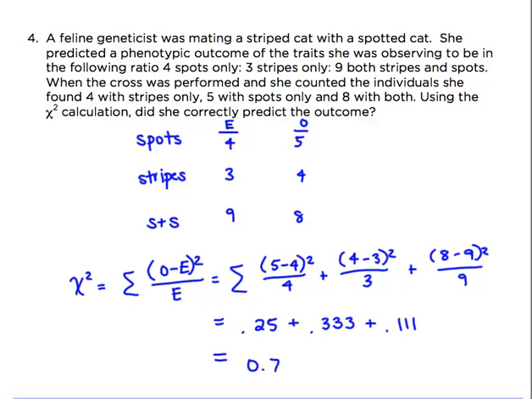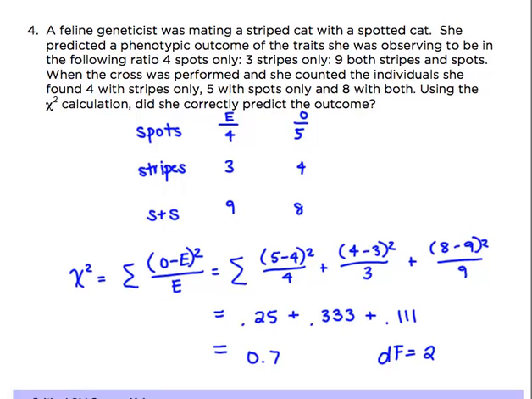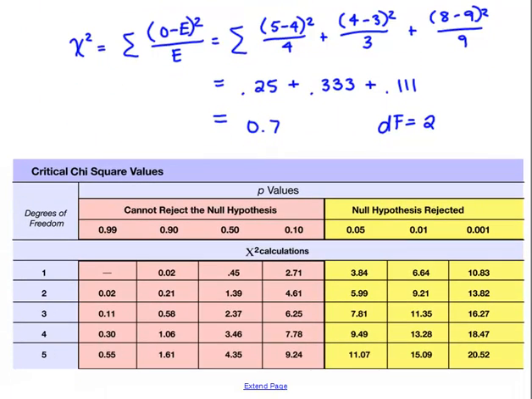How many degrees of freedom are there? Well, there are 3 different phenotypic classes, which means our degrees of freedom is going to be one less than that, which is 2. So let's look at the chi-square table. We have 2 degrees of freedom, and this chi-square value is 0.7, which would lie somewhere in here. Oh, I'm sorry.